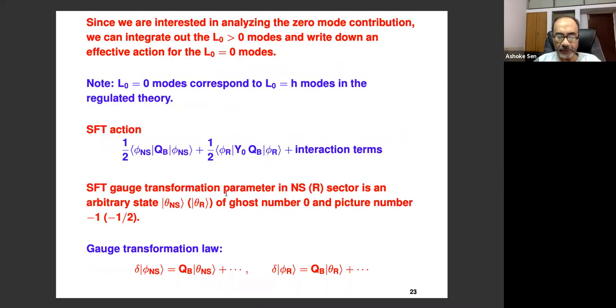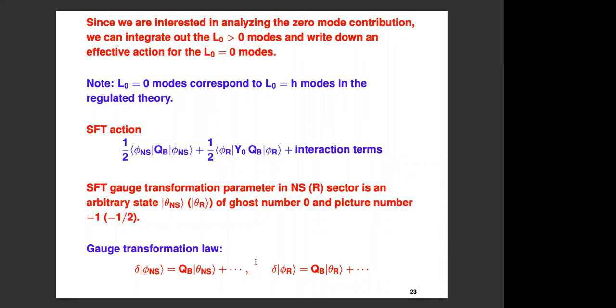String field theory gauge transformation parameters, in the same spirit, are taken to be arbitrary states of ghost number 0 and picture number -1. And the gauge transformation laws take this form. This is the linearized version of the gauge transformation law, and then there are nonlinear corrections, which at least for the time being we don't need.